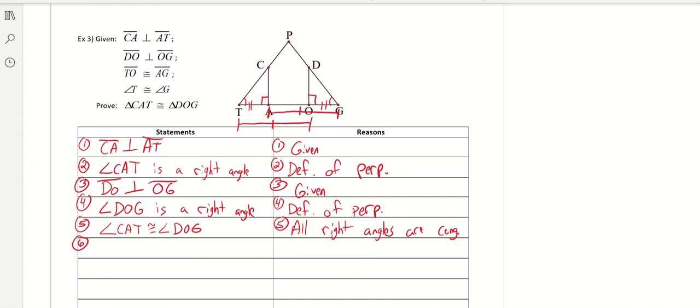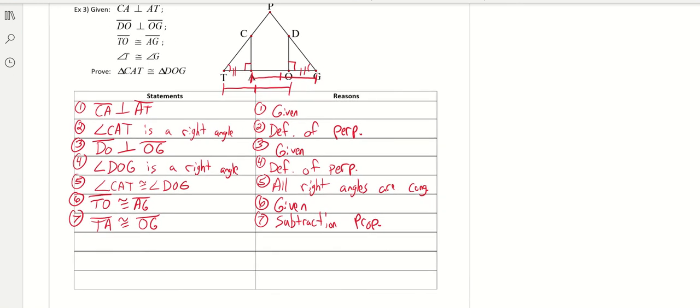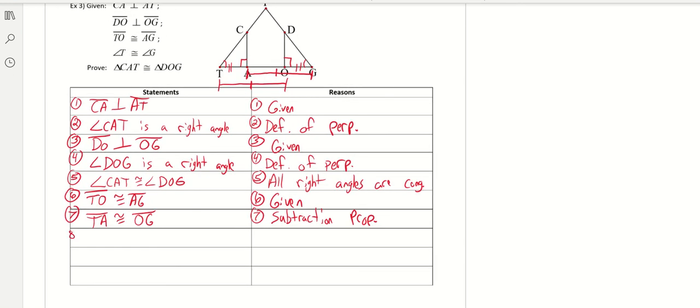Number 6. Let's see here. Back to the given information. TO is congruent to AG. All right. How did I know that? It was given. What was I able to conclude from TO being congruent to AG? Remember, we used the subtraction property, right? I was able to conclude that TA was congruent to OG, and that was the subtraction property. When a segment is subtracted from congruent segments, then their differences are congruent.